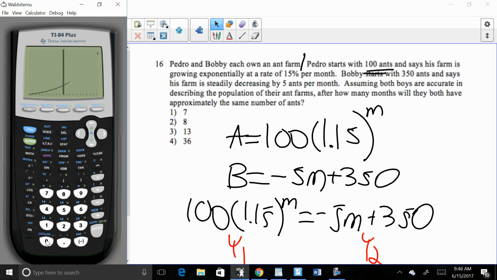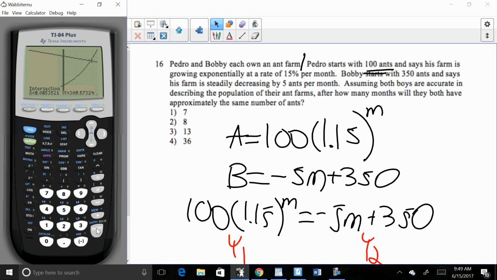All right, there's my exponential function, nice and fast. There's my linear function. Do I see the point of intersection? Yeah. Perfect. I don't have to adjust anything more. Second trace, which is calc. Intersect is 5. Move the cursor there. He's moving. He's there. Enter, enter, enter.